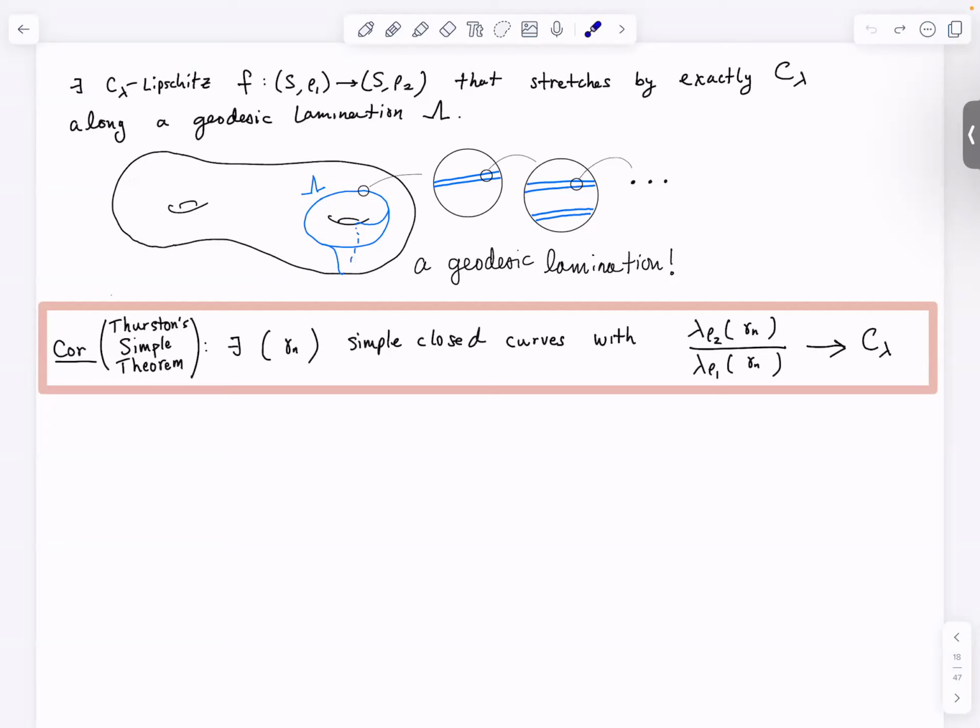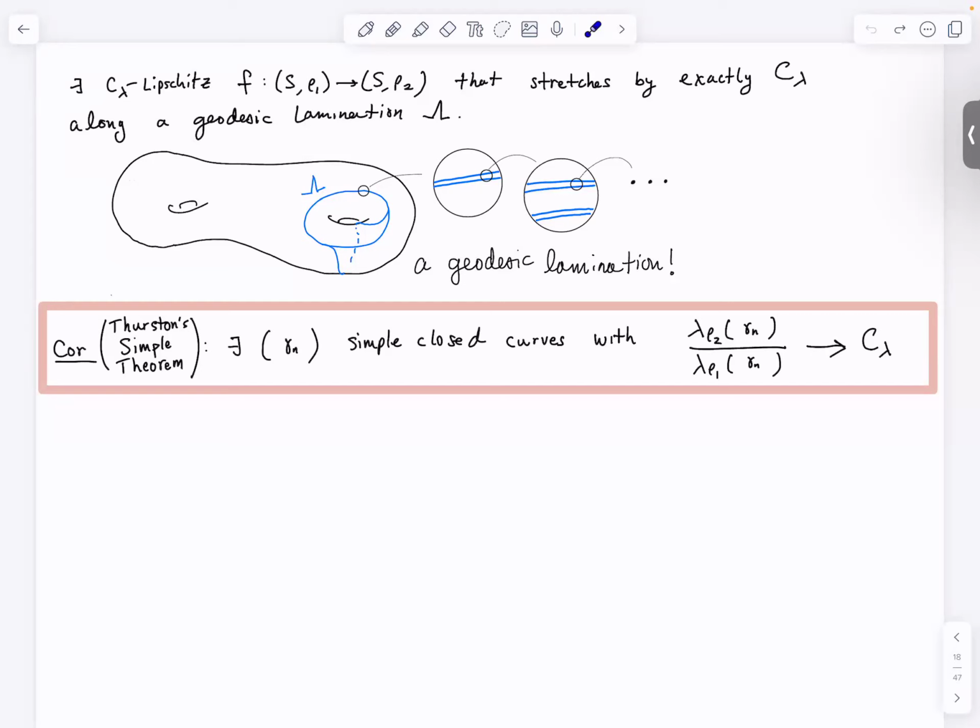Okay, I think the question is, why would there be some geodesic lamination which is stretched by exactly C lambda? The whole surface is not stretched by C lambda. So that's the point. We find this optimal Lipschitz map by taking some sort of Arzelà-Ascoli limit, right? And now we've got a Lipschitz map that realizes the best possible Lipschitz constant. And the interesting part is, yes, most places on the surface are contracted by more than that Lipschitz constant. A lot of the surface is crushed down really small by that Lipschitz map.